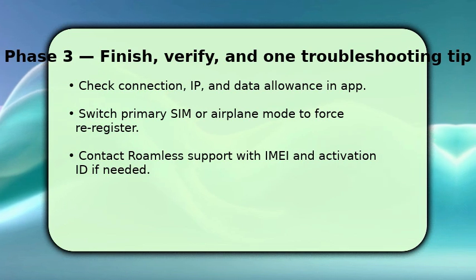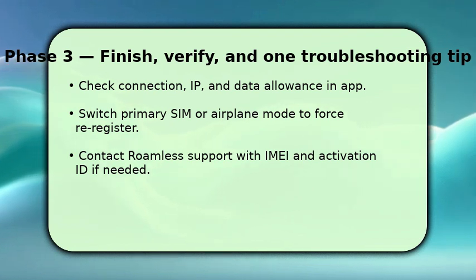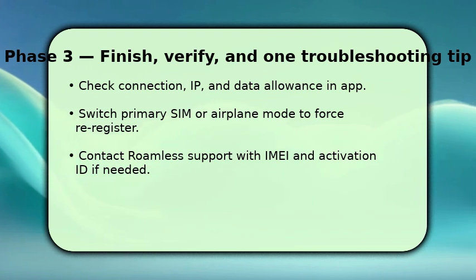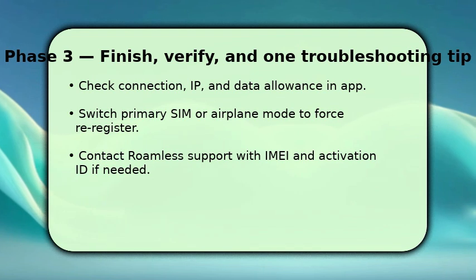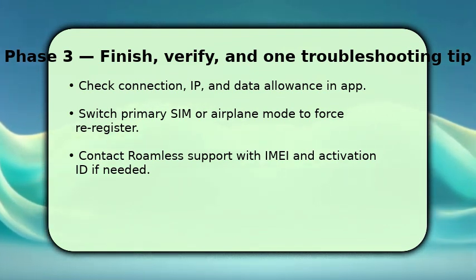If data won't connect, make sure to toggle airplane mode for 10 seconds, then disable it to force a fresh network register. This often clears SIM conflicts. If the profile shows unknown operator or no service, switch your primary voice line or disable it temporarily. Finally, if problems persist, contact Roamless support and provide IMEI and activation ID for quicker resolution.